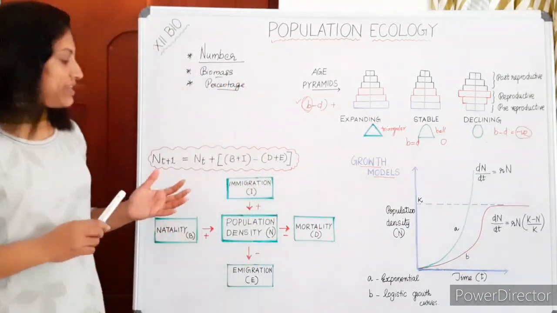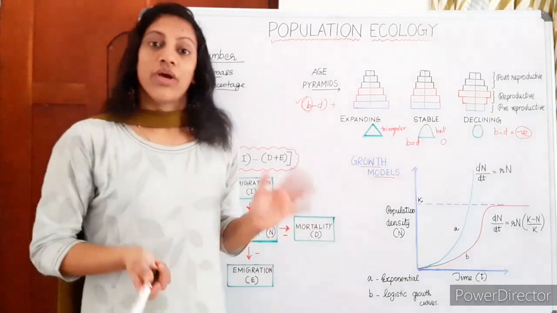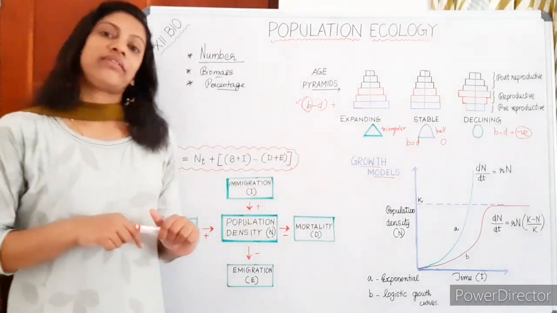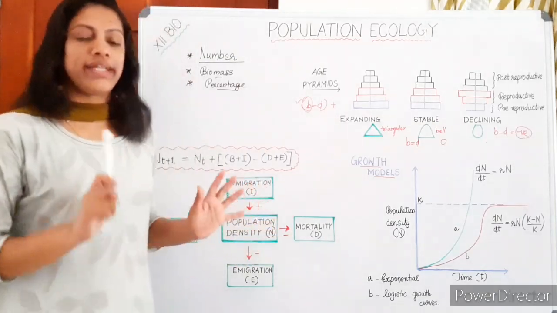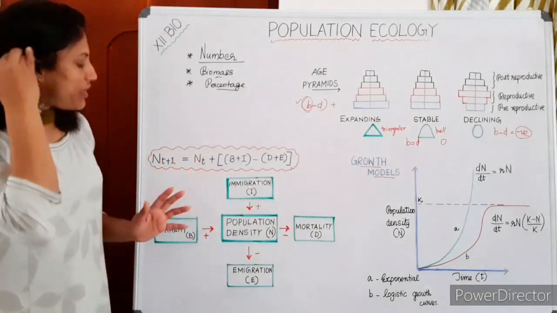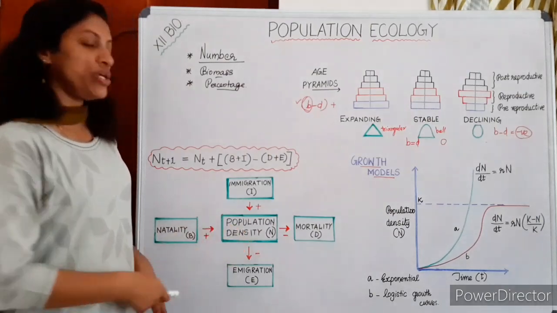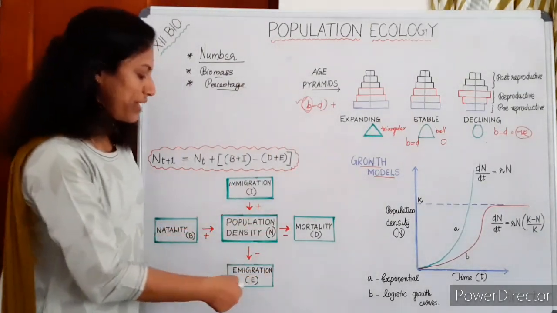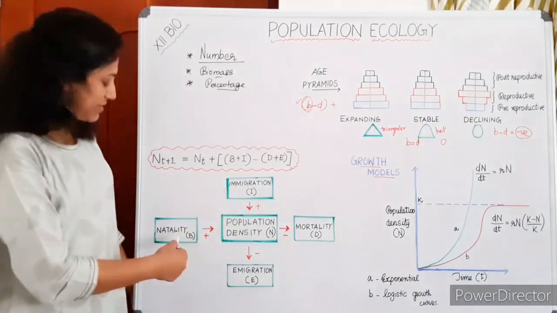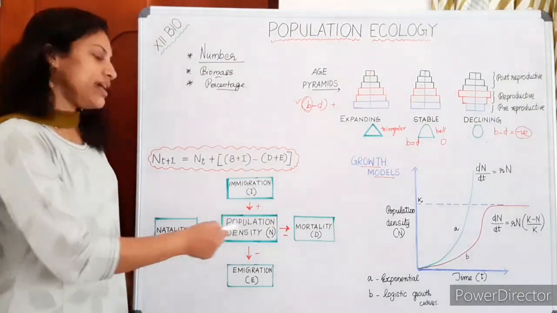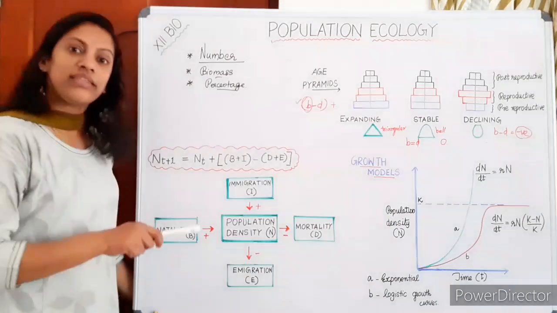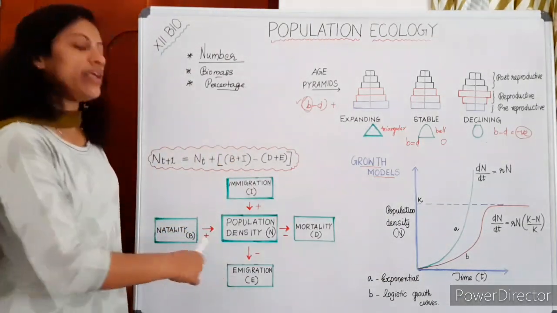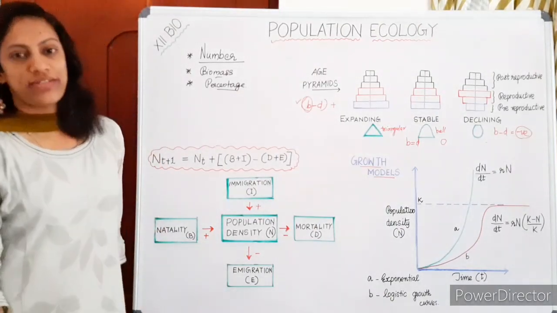Let us discuss the factors which affect the population density of an area. You know it very clearly. The population density of an area can be affected by these four major factors: natality, the birth rate; mortality, the death rate; immigration, inward entry; and emigration, outward movement.